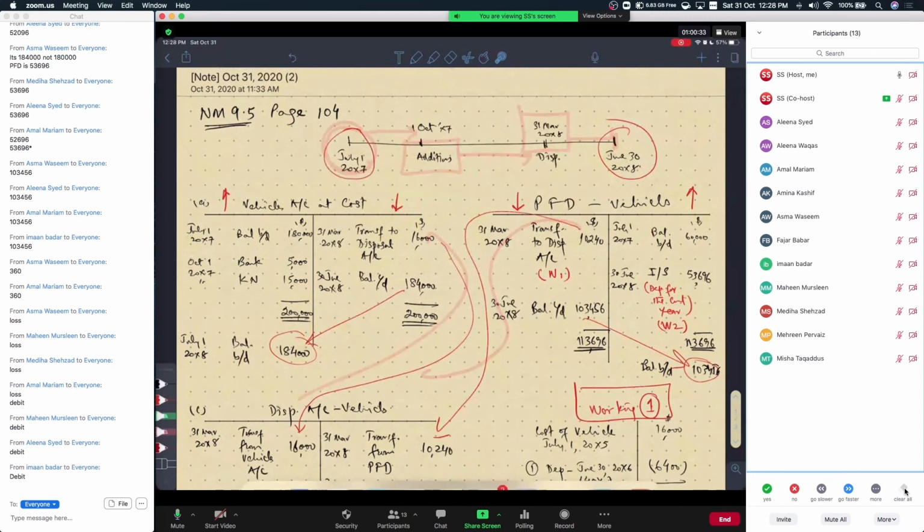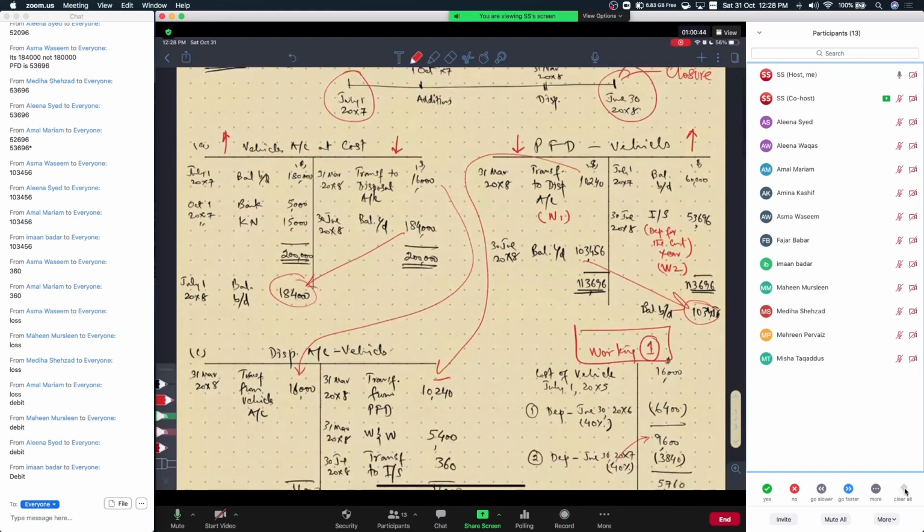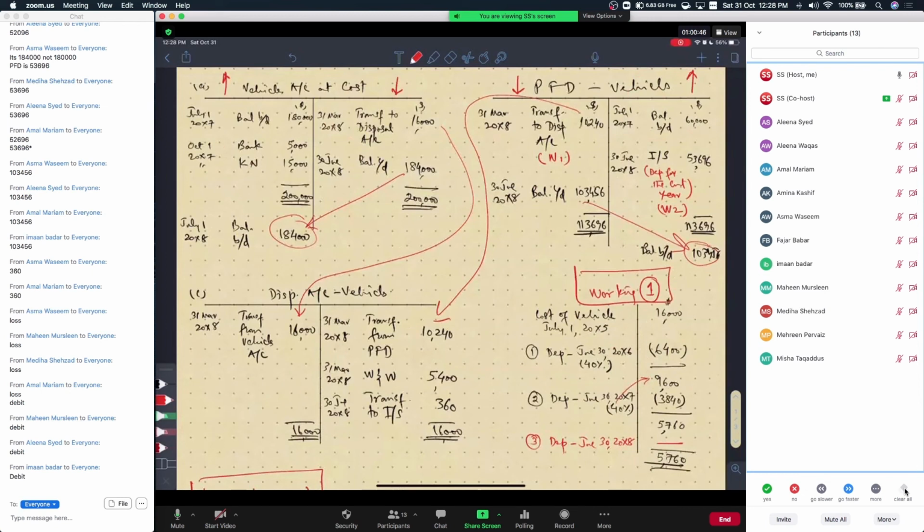Reaching the 30th of June, you first have to calculate the depreciation charge, and then do the closure, then close down the accounts. So that is the summary of our entire procedure. So if you understand, please give me a green check and then I'll do part D.